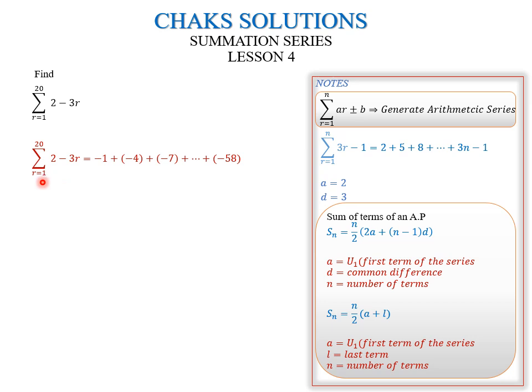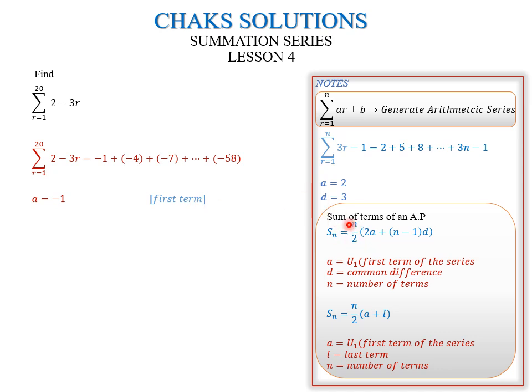Your first term is minus 1. When you put r equals 1 here, we get minus 1. r equals 2, we get minus 4. r equals 3, we get minus 7, and so on up to minus 58, which is the term number 20 when r equals 20. Right, so now what can we do here? We can see that our first term, a, is minus 1. That's the first term. But remember, we also need the number of terms.